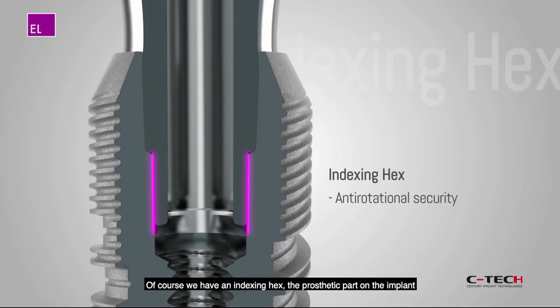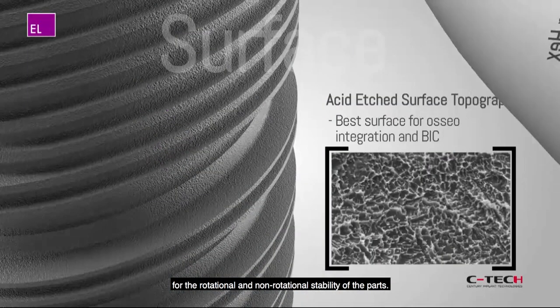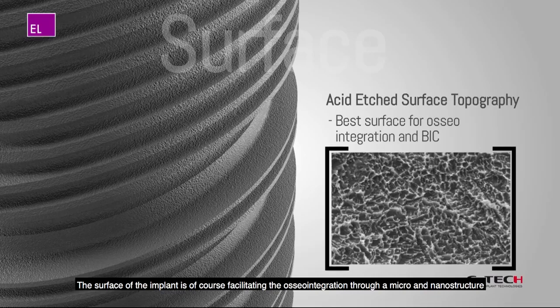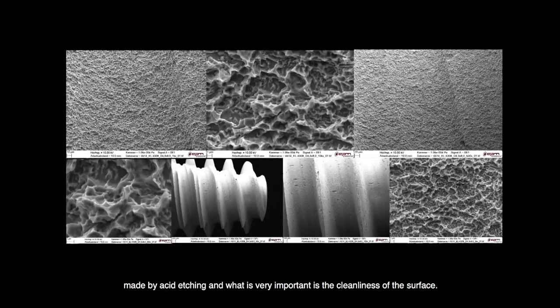Prosthetic parts of the implant will have a hex for indexing. There are also parts which are not indexed, for the anti-rotational stability of the parts. The surface of the implant is, of course, facilitating the osseointegration through a micro and nanostructure made by acid etching. And what is very important is the cleanness of the surface.